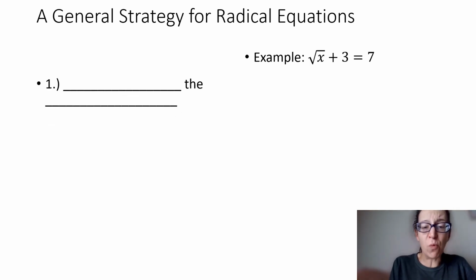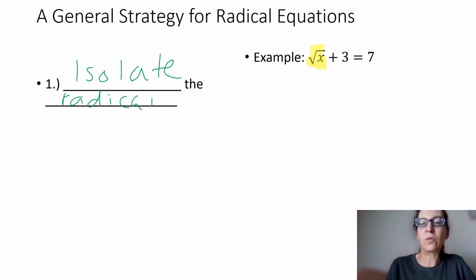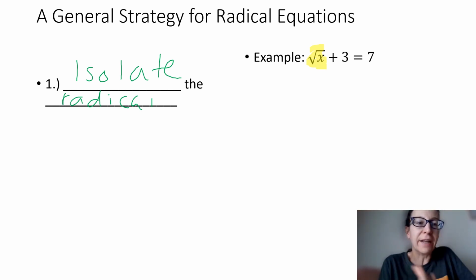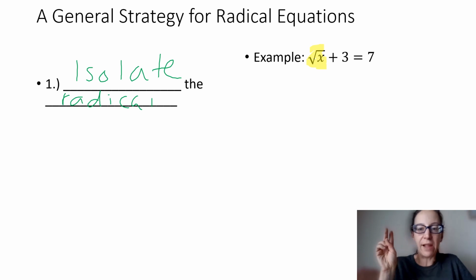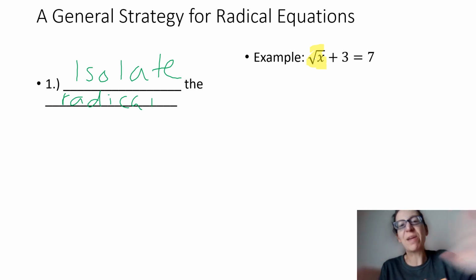So step number 1 is to isolate the radical. Now, in this problem here, this is my radical. Okay, it's the square root of x. To isolate means that you're going to get it by itself. So if you are isolated, you're all alone. Like I used to have a student, I used to have to put them on the island pretty much every day. To go to the island, you have to be isolated.